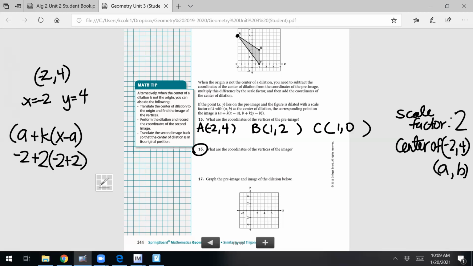So -2 plus 2 is 0. 0 times 2 is 0. -2 plus 0 is -2. So it stays the same, which we knew was supposed to happen.